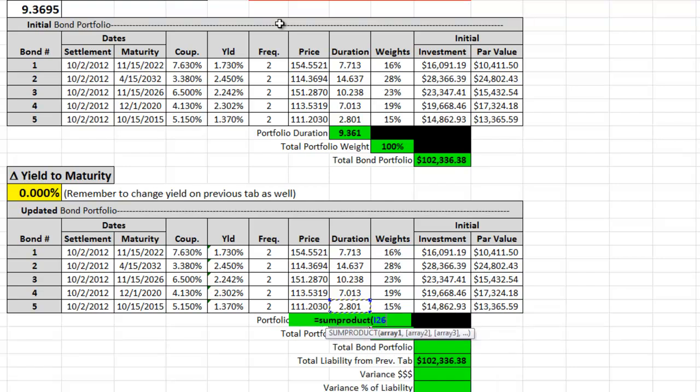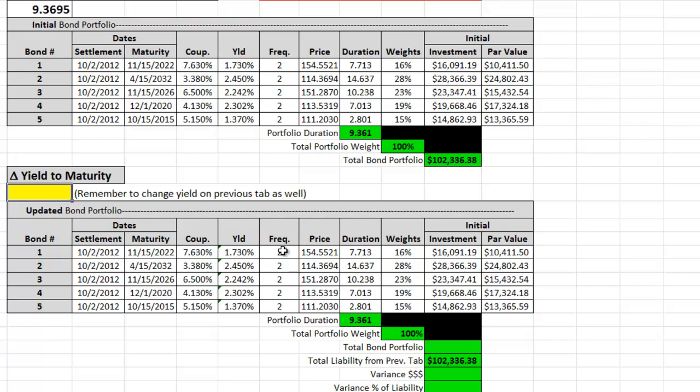I'm just, again, right here figuring out the duration of my portfolio. Nothing exciting going on, and again, just summing this up. Okay, so now we're going to drop the yield to maturity in the bond market by 25 basis points. So there is my 25 basis point drop. You can see that all my yields to maturity down here are now 25 basis points lower than they were previously. We're going to add up the value of this bond portfolio, which has changed.